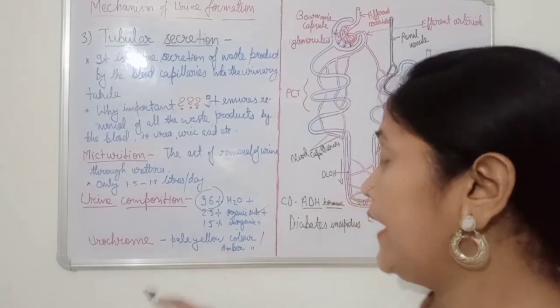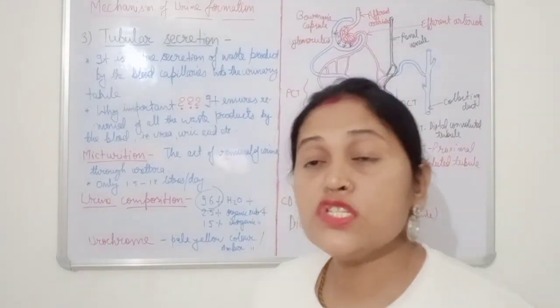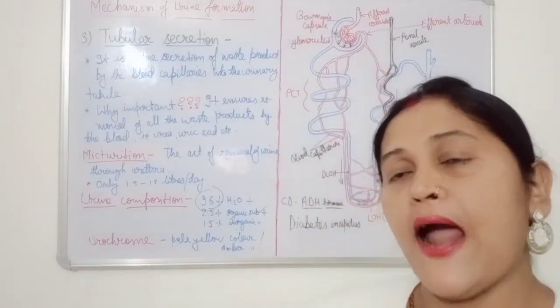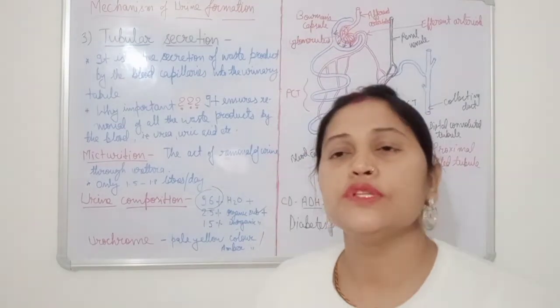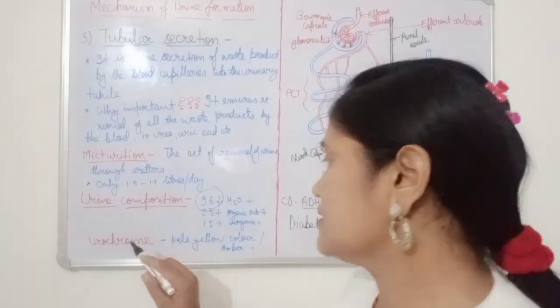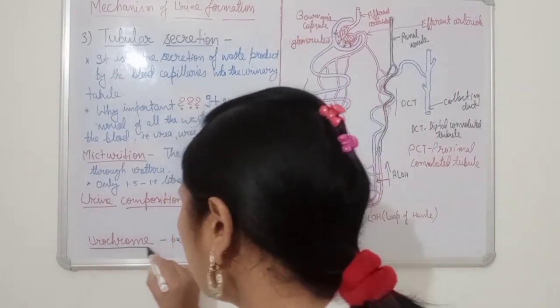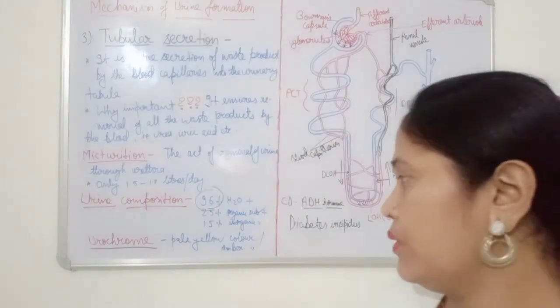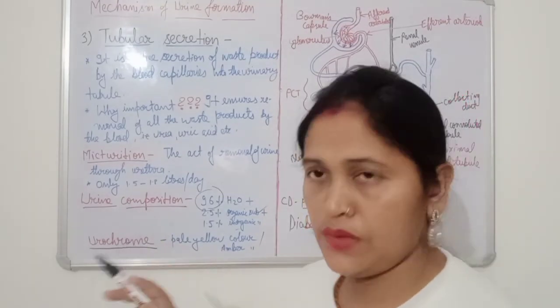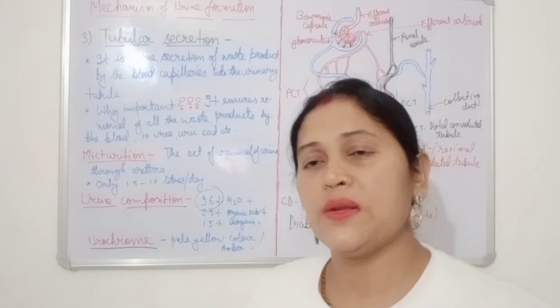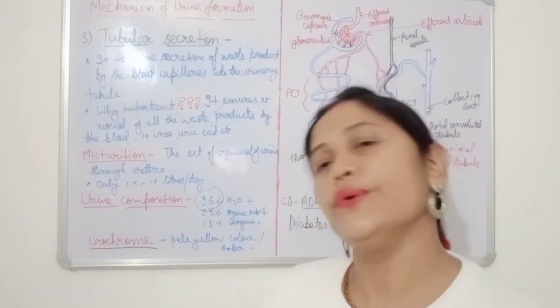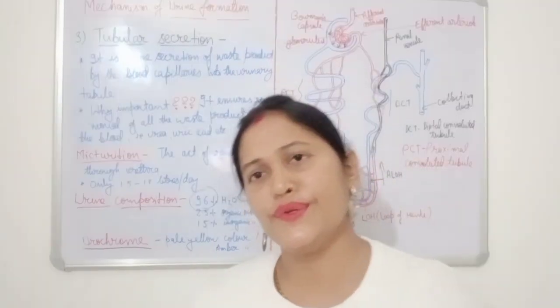And do you know which pigment imparts the pale yellow or amber color to the urine? This is urochrome. This is very important. The term urochrome is important for a 1 mark question in the examination. Urochrome is a pigment that imparts pale yellow color to urine. I hope you can understand.